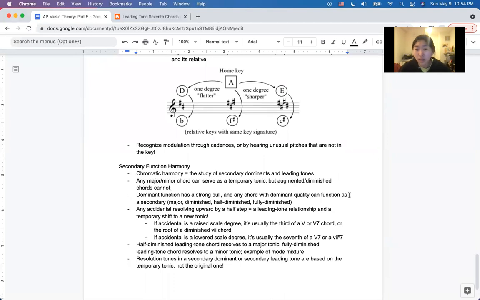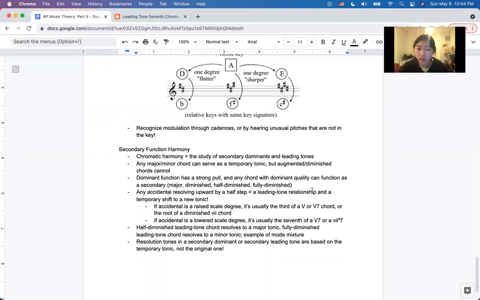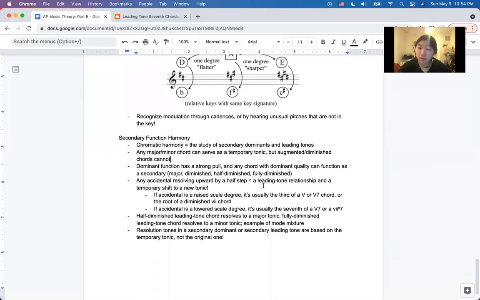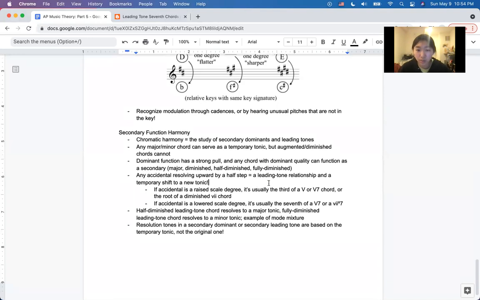Dominant function has a strong pull, and any chord with dominant quality can function as a secondary. And any accidental resolving upward by a half step would be a leading tone relationship, and a temporary shift to a new tonic. So when you see an accidental resolving upward by a half step, just keep that in mind. It's probably a shift to a new tonic and a leading tone relationship.